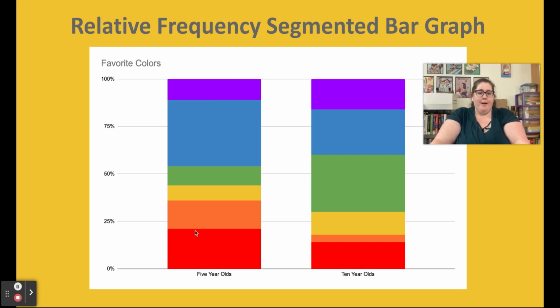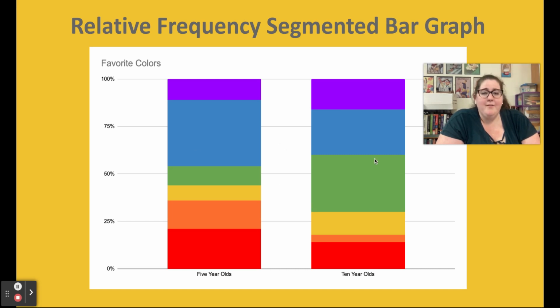So 5-year-olds had about this much red, favorite color red, this much was favorite color orange, yellow, green, blue, and purple. And then I did the same for 10-year-olds. So notice that both bars go up to 100% because that's 100% of the sample who like each color. So with something like this, I can really easily compare between two groups. I can see that a much larger percent of 5-year-olds liked blue compared to 10-year-olds. With 10-year-olds, a much bigger percent of them liked green compared to 5-year-olds. So I'm able to compare between the two groups a little bit better when I'm looking at the percentages between the two groups.